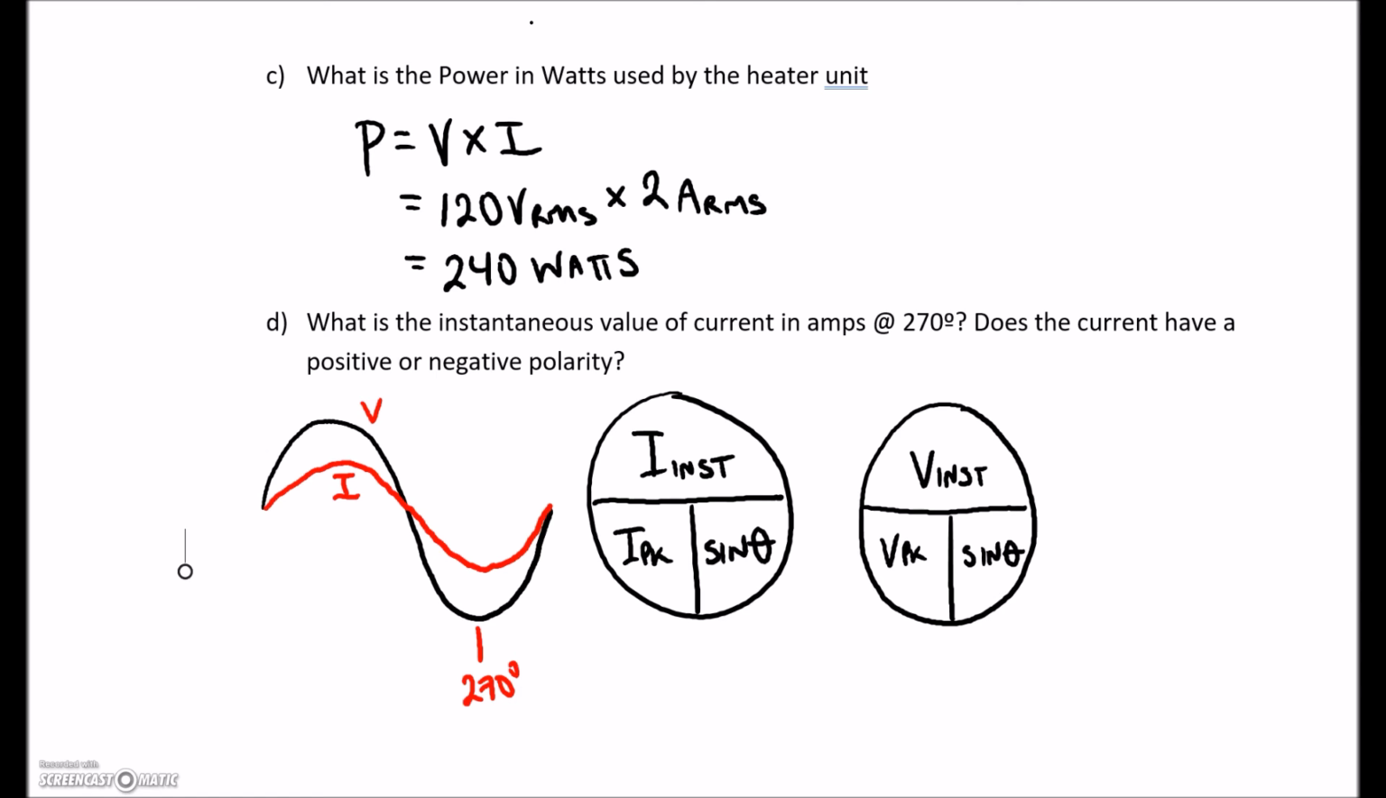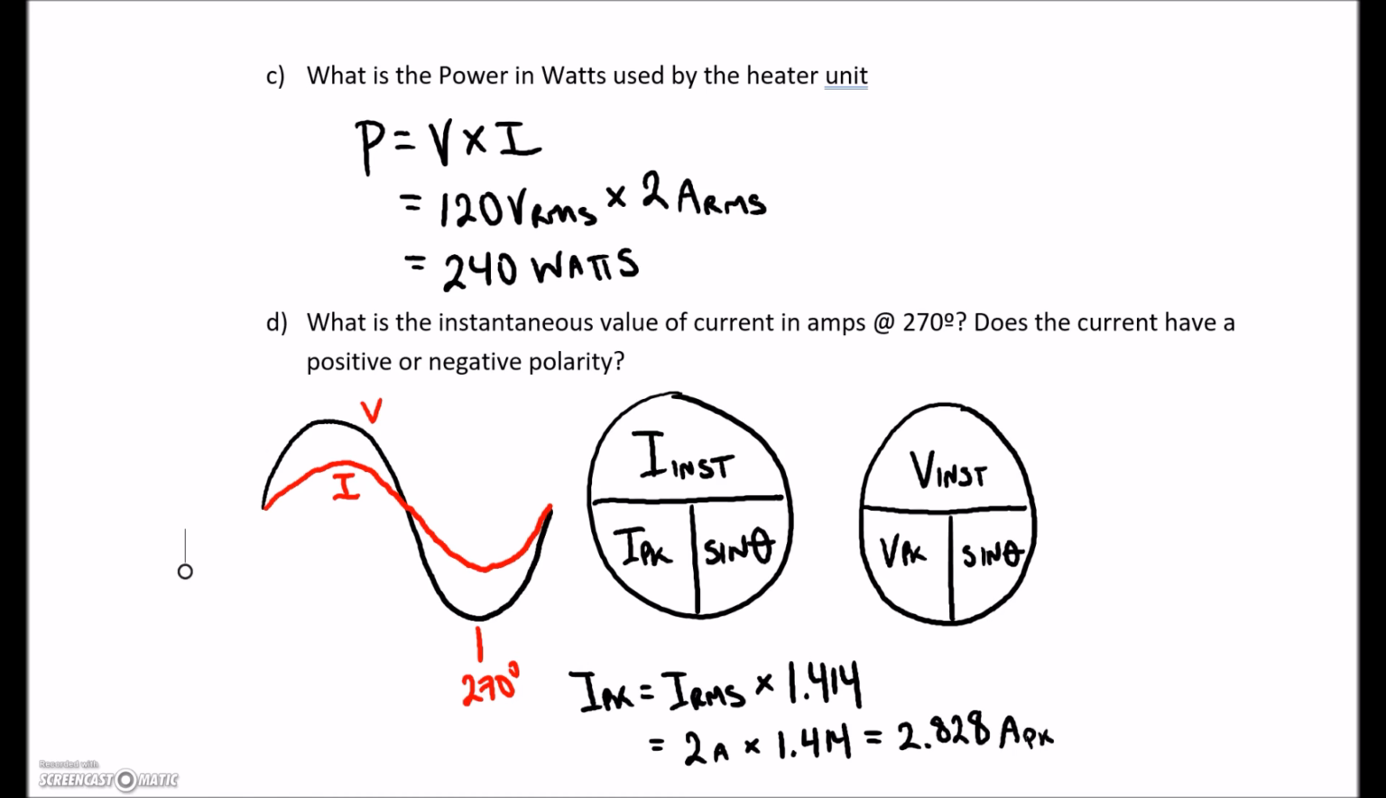In order to find that peak current, we take our RMS value and multiply it by 1.414. We've got 2 amps as our RMS value, multiply that by 1.414, and that gives us 2.828 amps peak. So we can clearly see that at 270 degrees we're going to get our peak voltage, and not only that, we're going to get the negative peak voltage.